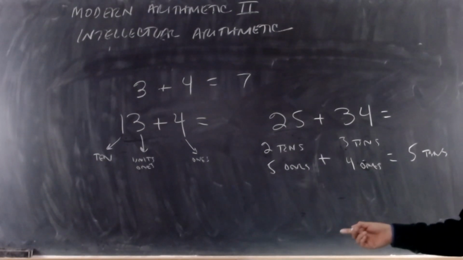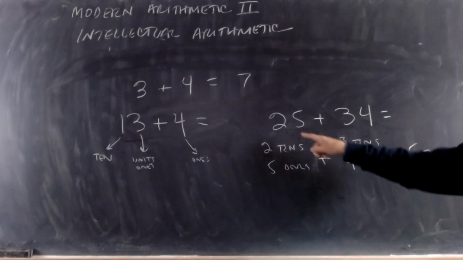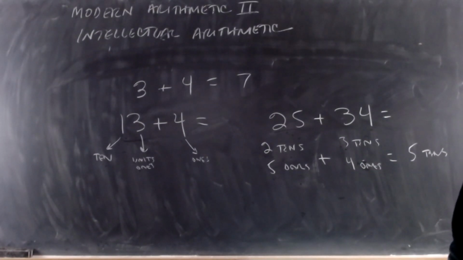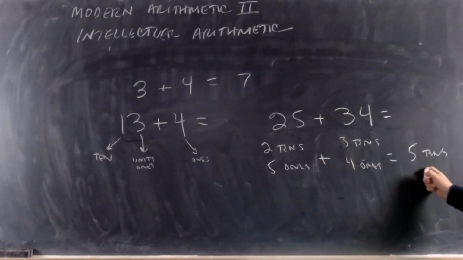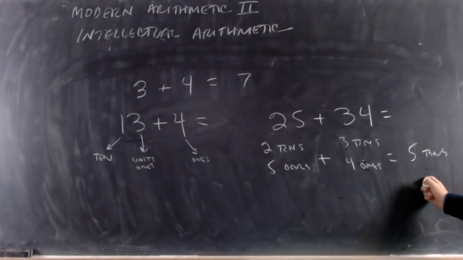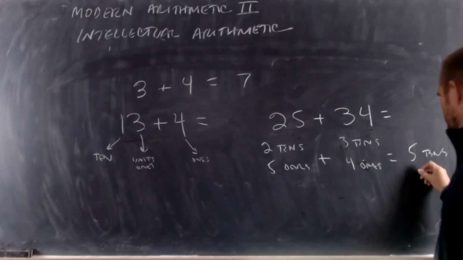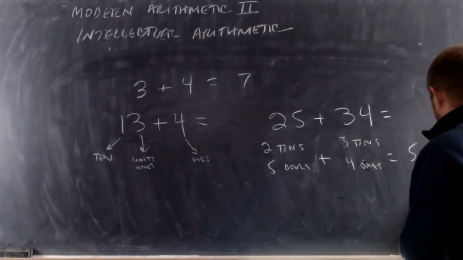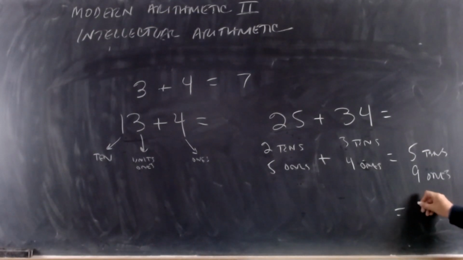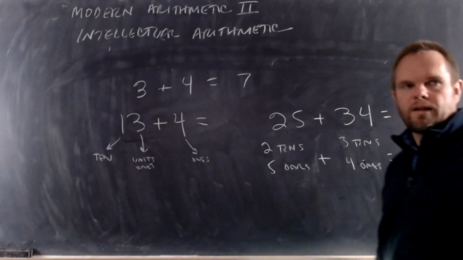Right? So if you think of 25 as 2 tens and 5 ones, and you add 3 tens and 4 ones, that's very easy. 2 tens and 3 tens make 5 tens. 5 ones and 4 ones make 9 ones. And what number is made up of 5 tens and 9 ones? 59. And you can do that in your head. You can do that intellectually.